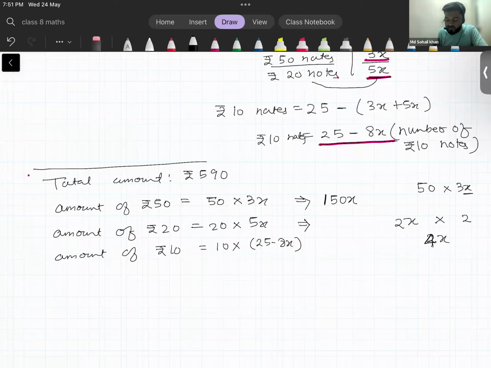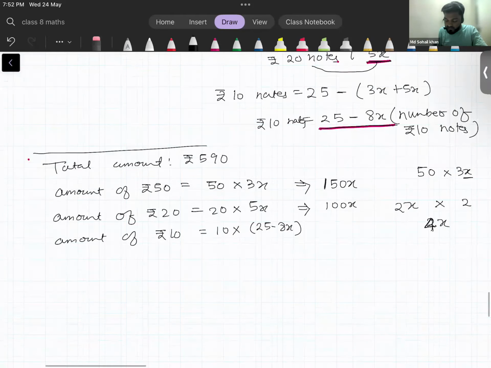Okay, now this one, 20 multiplied 5x. Okay, 20 multiplied 5x. 100. What about x here? Will you forget him? Forget the value. X. You need to write it x here also.